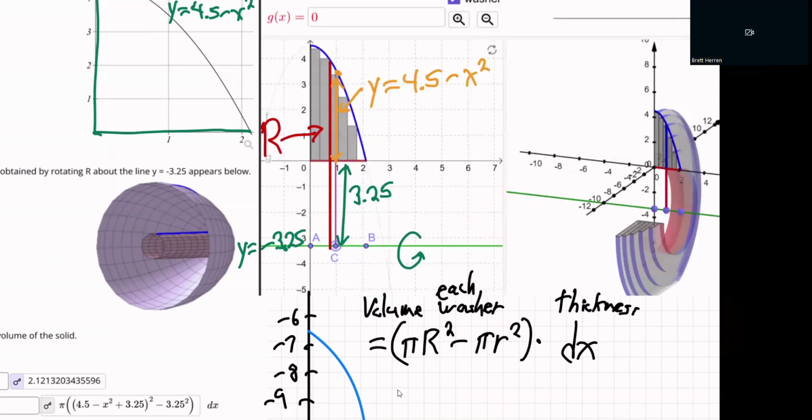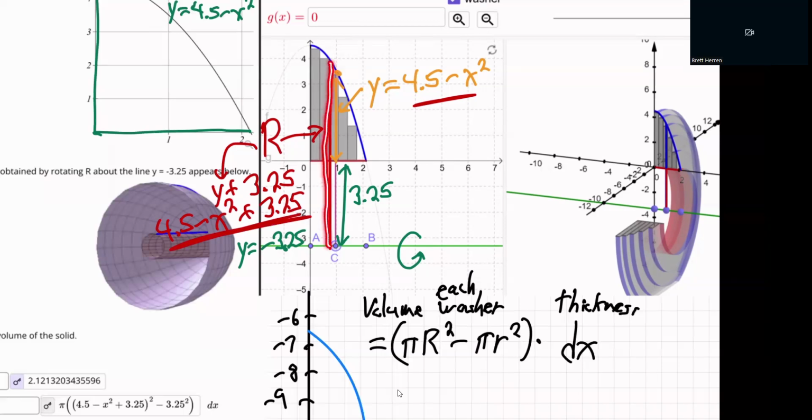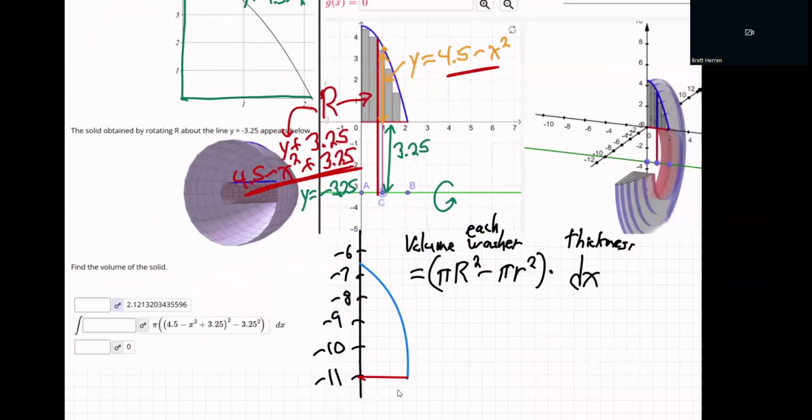So what is capital R altogether? Capital R altogether will be y plus 3.25, won't it? And what is y? It'll be 4.5 minus x squared plus 3.25. That'll be the capital R. That's the outer radius from the line of rotation all the way to the outer radius of the washer. So there we go for that. So this is going to be pi, and then the outer radius we can see is 4.5 minus x squared plus 3.25, squared. And that's what they have right there, see?